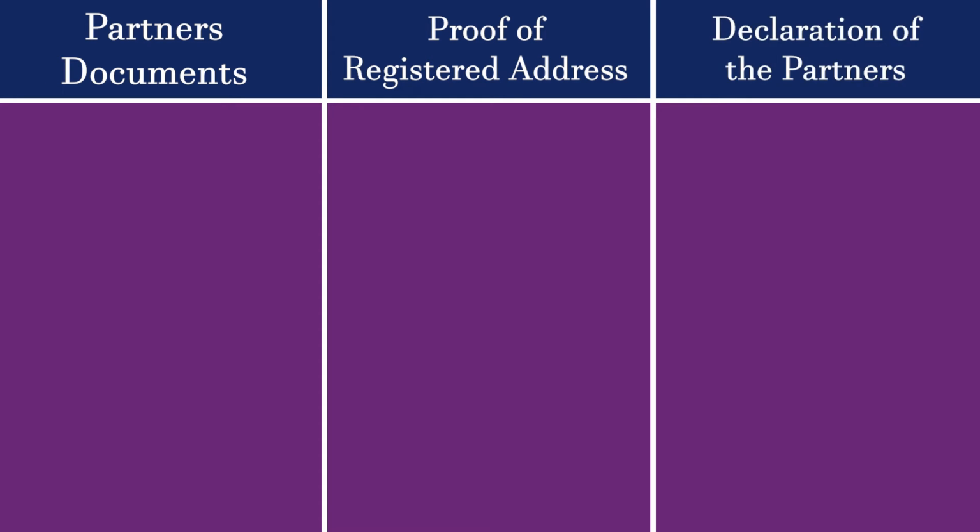Documentation. Correct documentation plays a vital role in the incorporation process, and lots of time can be saved by taking care at the time of arranging the documents. The documents to incorporate an LLP can be broadly classified in 3 major categories. Number 1. Partners' documents. Number 2. Proof of registered address. 3. Declaration of the partners. The best way to proceed would be to share the scan of the primary documents of the partners and the proof of the registered address.